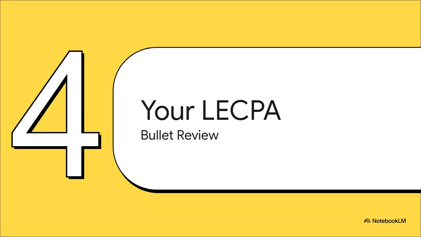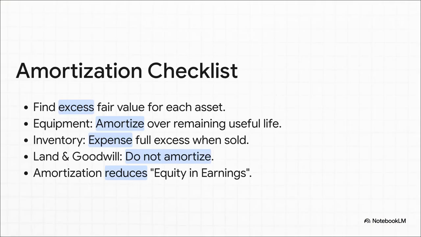Okay, you've officially got the toolkit. Now, let's lock all this knowledge in so it sticks. This is your rapid-fire study hack section. Let's go. All right, amortization checklist. First, find that excess value. Is it equipment? Amortize it. Is it inventory? Expense it when it's sold.